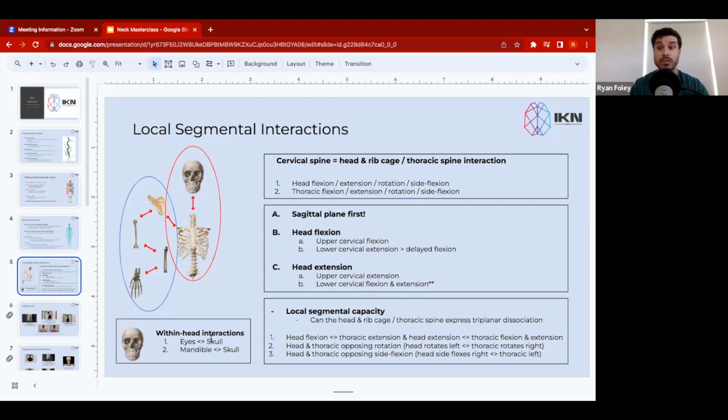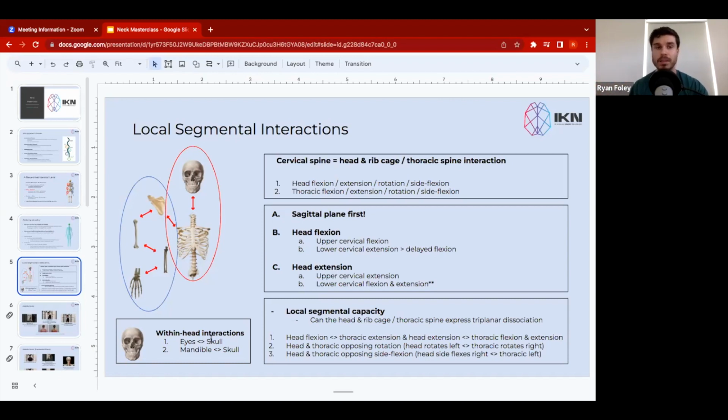So think of the eyes as just another segment that we want to have the capacity to dissociate relative to the head. If the eyes can't dissociate, typically the eyes and the head are going to move in the same direction. You can also look at this within the context of the mandibular interaction with the skull. So can the mandible dissociate, move independently of the head and neck?